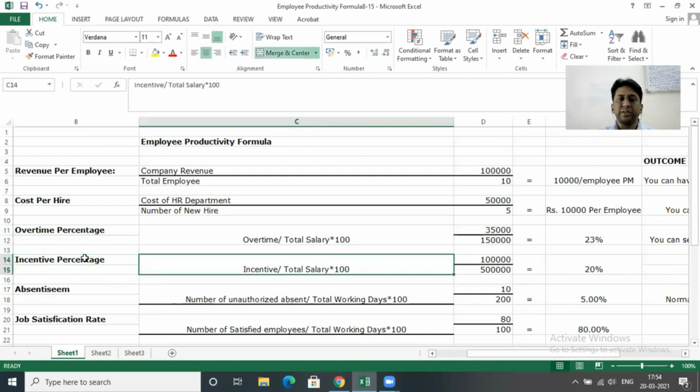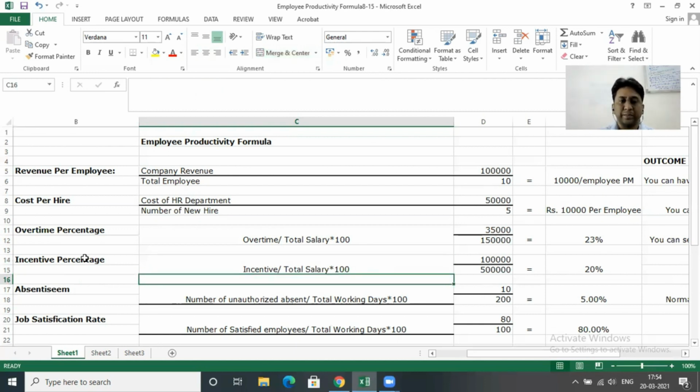Next is incentive percentage. Again, total incentive divided by total salary into 100. So you will come to know how much the incentives are going from your organization.